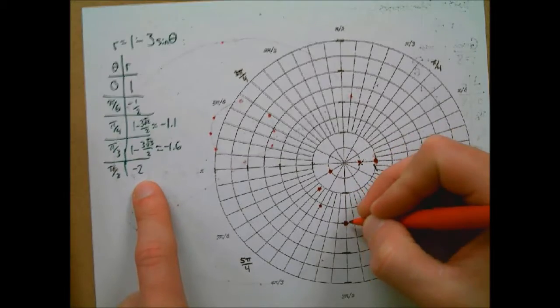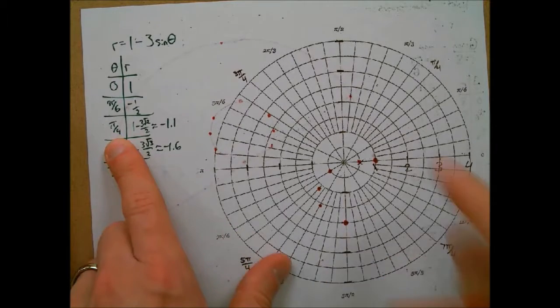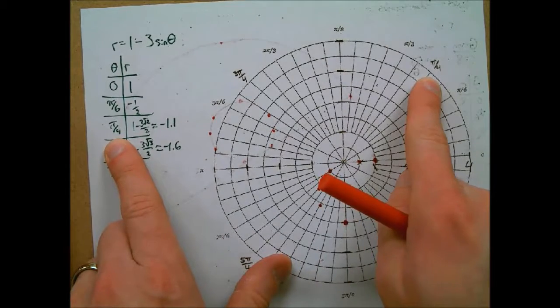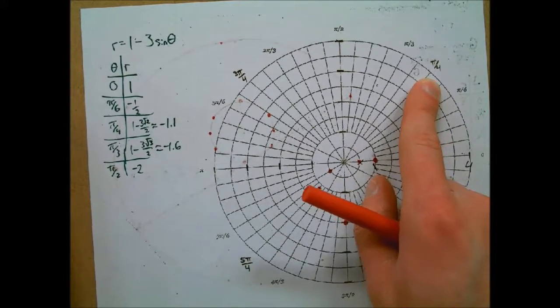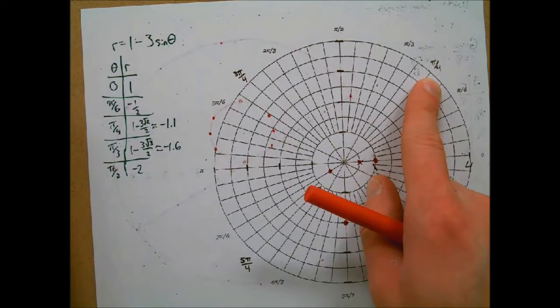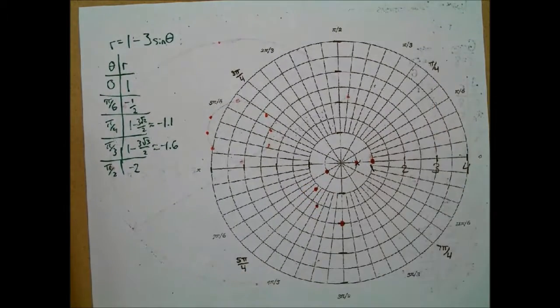Okay, so we'll pause right now just real quick. Any questions up to this point? Can we do the pi over 4? Yep, pi over 4, sure. So pi over 4, you aim in the direction of pi over 4. But because the r value is negative, we don't go towards pi over 4. Because it's negative, we'll go in the exact opposite direction of pi over 4. So that means towards the 5 pi over 4, we'll go 1.1. Okay? And that's true for any r value. You go in the exact opposite direction from that angle.